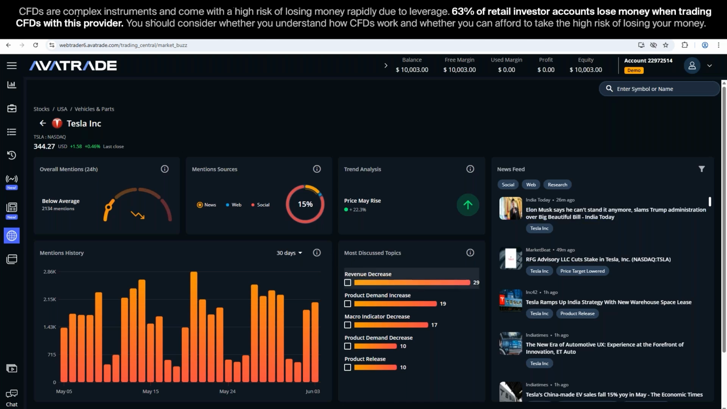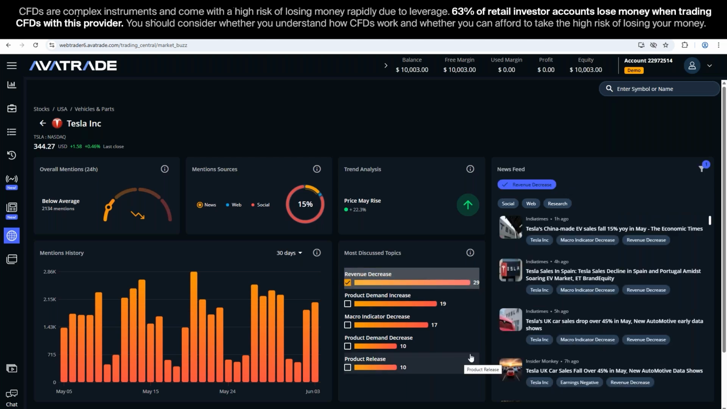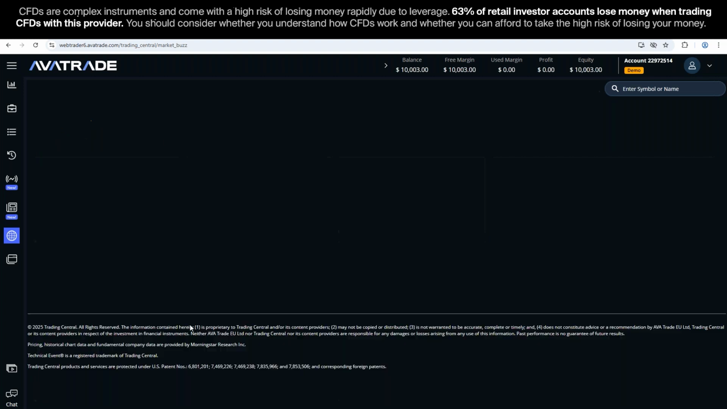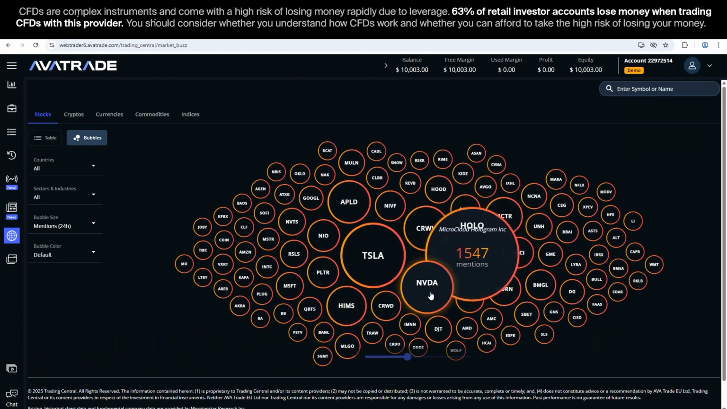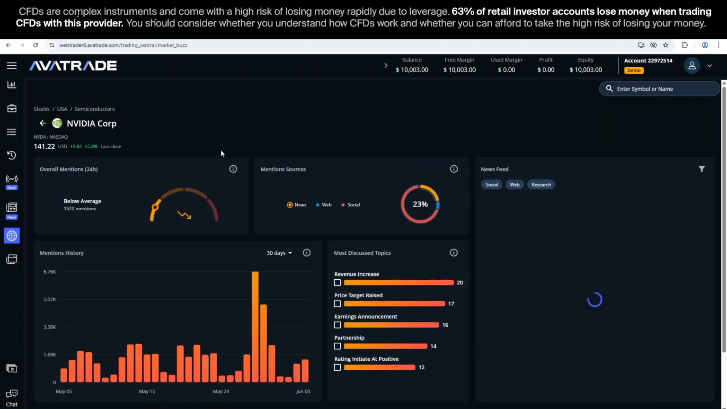I want to specifically target revenue decrease to understand what happened. So I can click it, and then it will specify which articles are related to that, and I can specifically go through them. Now, if I want to change to another instrument, I click in here, and I can just as easily select another one, NVIDIA as an example.